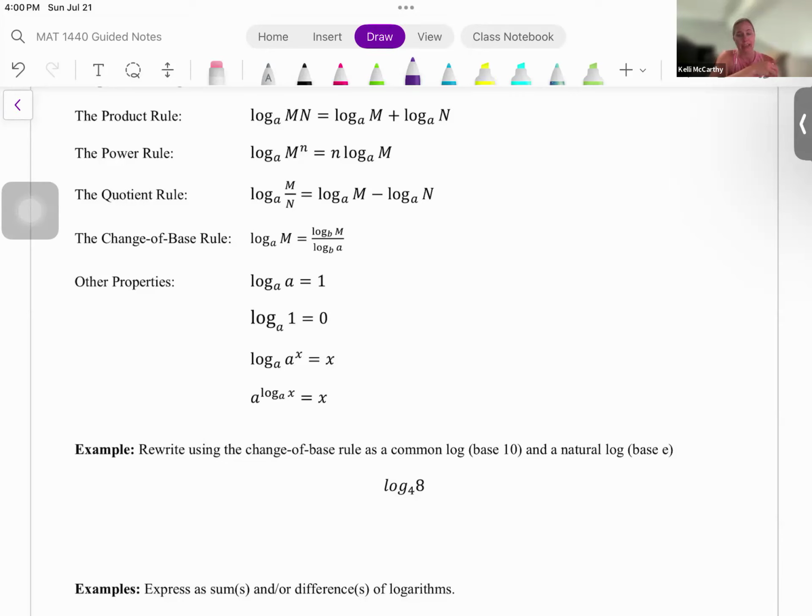Log base a of a to the x, here's our inverse properties. Because log base a is the inverse of a to the x power, those undo each other. That equals x. Likewise, a to the log base a of x. So a to some power is the inverse of log base a, so those undo each other. This equals x.